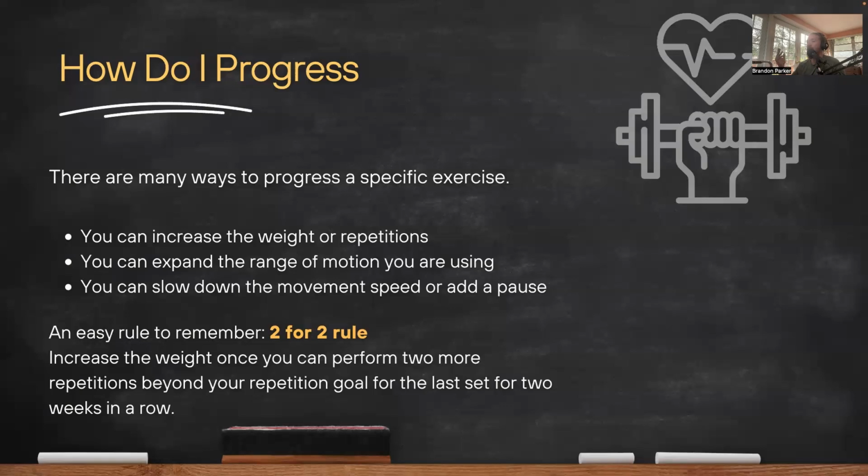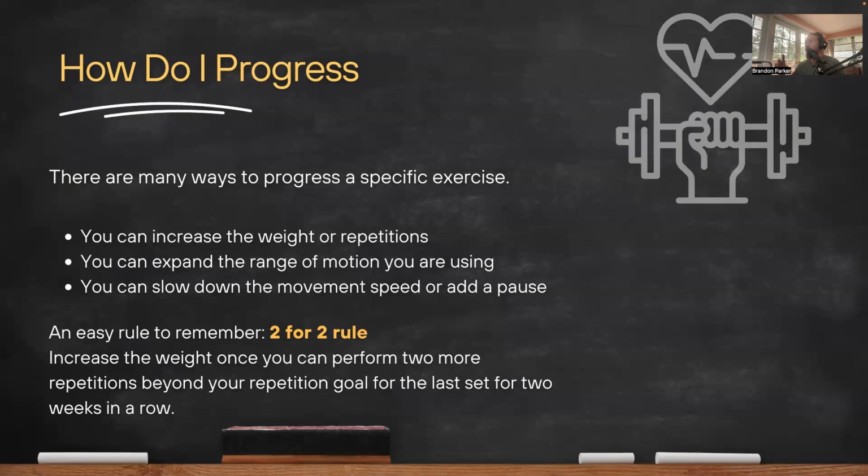So an easy rule that I like to just give people because it sits in the brain pretty easily is the 2 for 2 rule. You increase weight once you're able to perform 2 repetitions beyond your repetition goal for the last set for 2 additional weeks. This is a very safe way to progress. Let's say that your goal is to do 10 repetitions for 3 sets. On that third set, you do 10 repetitions and you know that you have 2 left in the tank. So you do those as well.